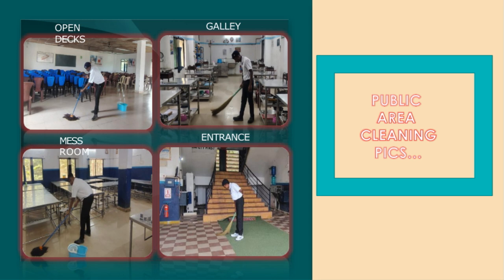Next, we have the entrance, which is a critical point for safety and security, ensuring that only authorized personnel can access certain parts of the ship. Finally, the mess room is where crew members gather to eat, relax, and socialize. It's a vital space for maintaining morale and camaraderie on board. Each of these areas plays a key role in the daily operations and overall safety of the vessel, connecting back to our broader discussion on ship management and crew well-being.